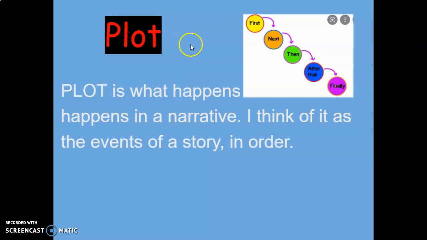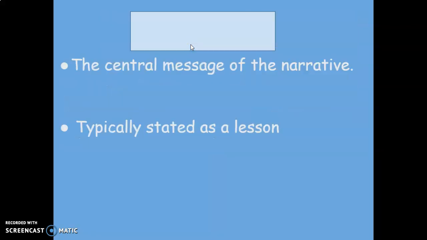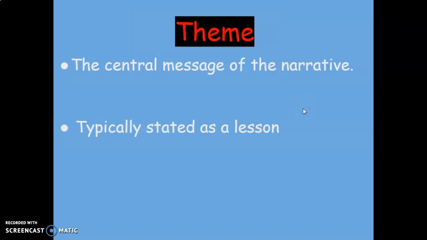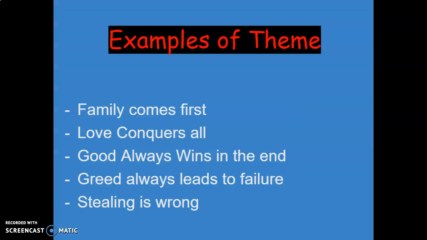All right, looks like we got one more coming up. This is the central message of the narrative. It's what the author often is trying to teach the reader. You can usually get a lesson from life, and it's called this word. What would it be? Pause if you need to. And it is theme. Good work. Remember, theme often can be stated like a lesson, something like family comes first, love conquers all, good always wins in the end, stealing is wrong. All these would be examples of theme.